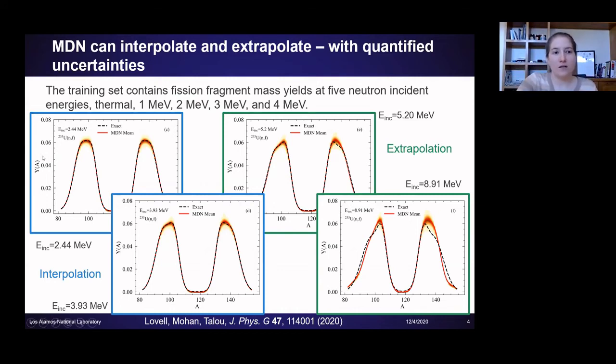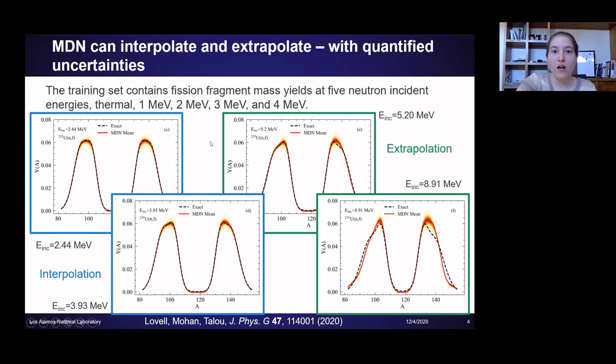So we looked at, again, fission mass yields, and our training set was at specific incident energies at thermal and up to 4 MeV in 1 MeV integers, and then we made predictions between these training points. And so here's a prediction at 2.5 MeV, and then here's one close to 4 MeV, and you can see that in each case, the comparison between the exact calculation in black and the red calculation are almost on top of each other. And we have, hopefully you can see these orange densities are the uncertainties that came out of the prediction.